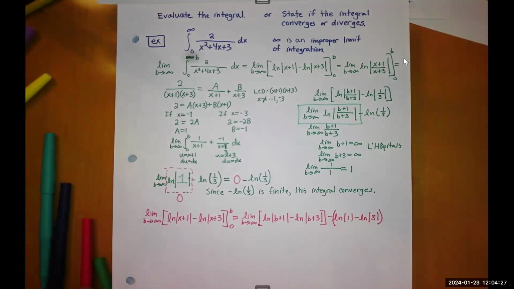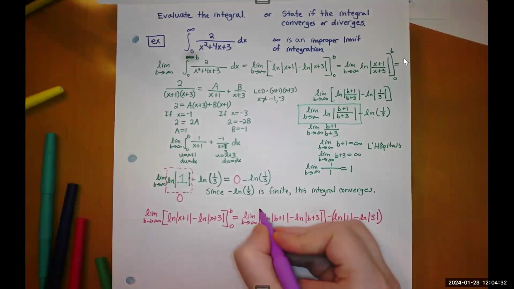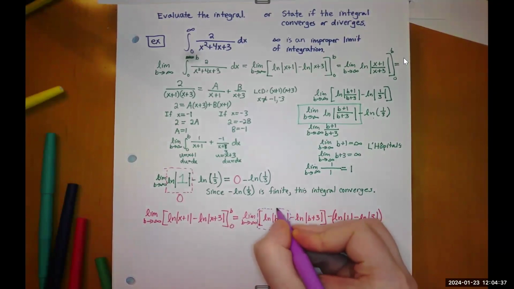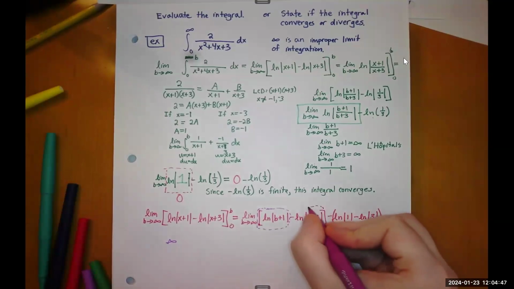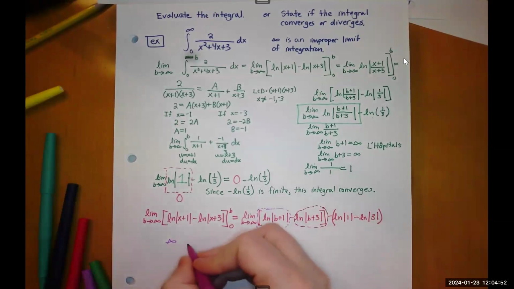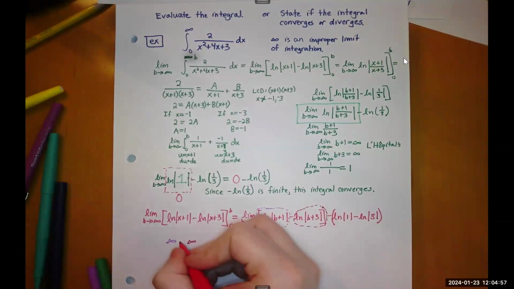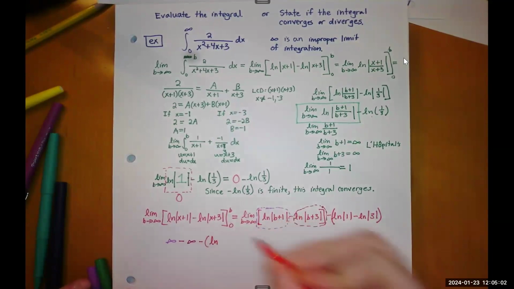So when we look at this, and we think about the limit as b approaches infinity here, we get infinity. And when we look at the second term as b approaches infinity, we get infinity. So we have infinity minus infinity. And it's really tempting to say that is 0.